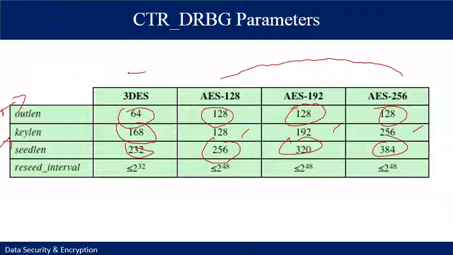The final value is the reseed interval. It is the maximum number of output blocks generated before updating the algorithm with a new seed.